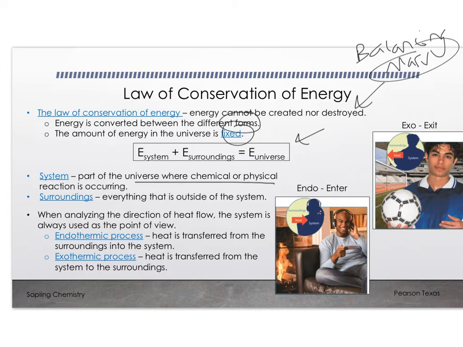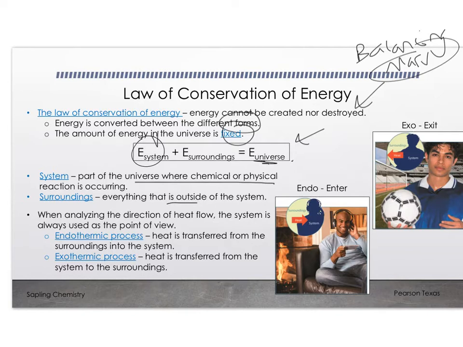So the energy of the system plus the energy of the surroundings will equal the energy of the universe. Like I said before, the system is where the reaction is happening. Everything that's not the system is called the surroundings. Whenever you're talking about energy transfer, you can specify what that system is. Once you analyze that system, everything that's not the system is going to be the surroundings, and it will always equal the energy of the universe.